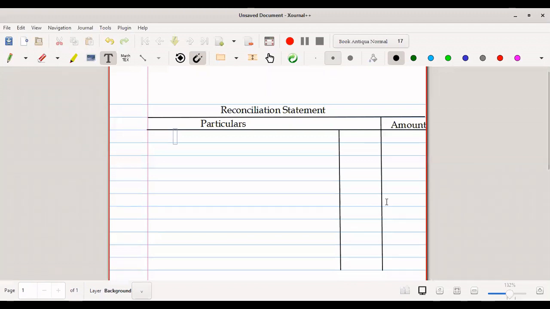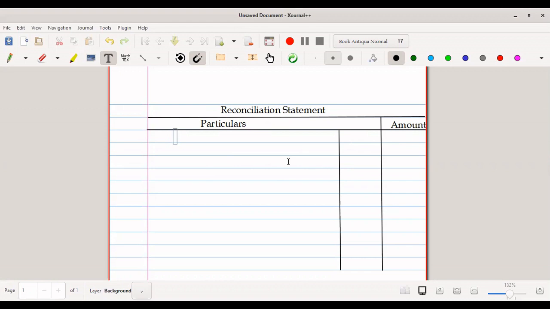Let us prepare the reconciliation statement. So this is the reconciliation statement format. The heading is reconciliation statement. Write particulars here and amount. There should be two columns, the inner column and the outer column. So let's solve this problem. Now in this problem, I am taking profit as per cost accounts as base.